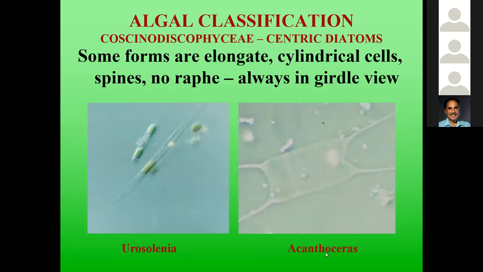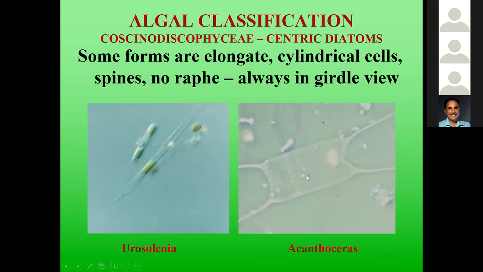Some forms are elongate and have spines, which means they always fall on their sides. You're never going to see them in valve view, but that's okay because they're readily recognizable. Urosolenia, which is the freshwater equivalent of Rhizosolenia in saltwater, and Acanthoceras, which used to be called Attheya, again, all these names get changed, lay on their sides and have these fine bands and fine structure.